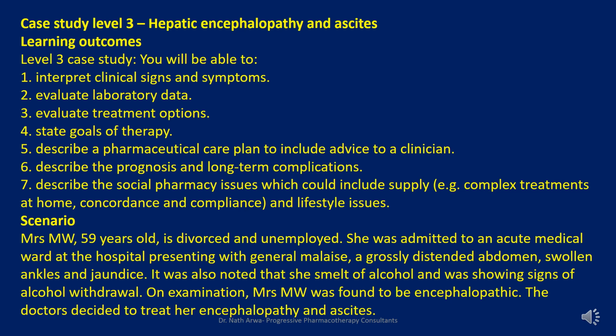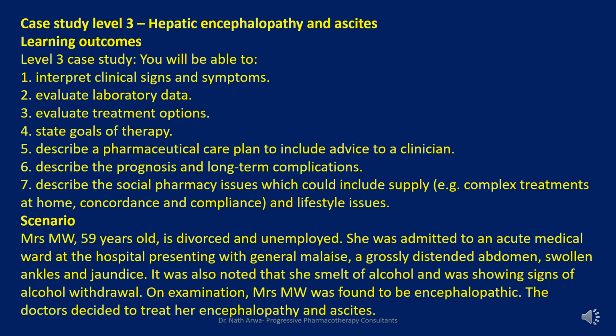1. Interpret clinical signs and symptoms. 2. Evaluate laboratory data. 3. Evaluate treatment options. 4. State goals of therapy. 5. Describe a pharmaceutical care plan to include advice to a clinician. 6. Describe the prognosis and long-term complications. And 7. Describe the social pharmacy issues which could include supply, e.g. complex treatments at home, concordance and compliance, and lifestyle issues.